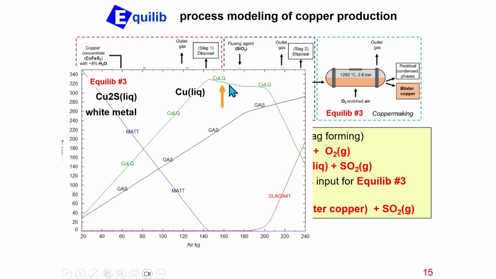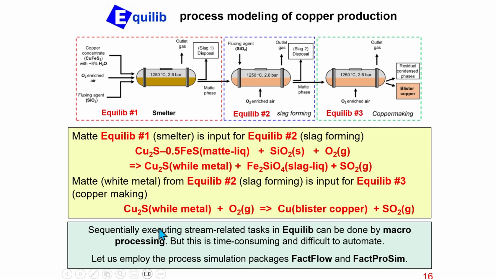So you can use Equilib in this manner, but sequentially executing these tests can actually be done by macro processing, and it's not that difficult, but it's a little bit of an effort to do it. So that would be time consuming and certainly difficult to automate. You can make it general for all systems. So what we're going to do is look at our process simulation packages, FactFlow and FactProSim, at this very same operation and see how they can handle it. Now, Equilib is essential for FactFlow and FactProSim.